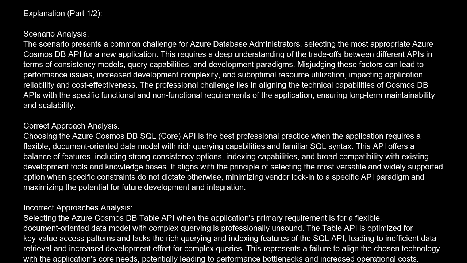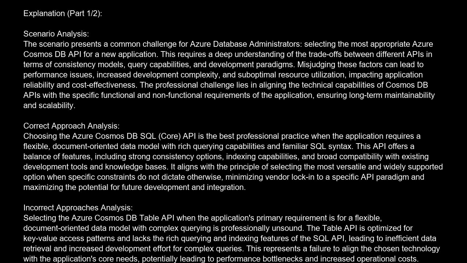Correct approach analysis. Choosing the Azure Cosmos DB SQL Core API is the best professional practice when the application requires a flexible, document-oriented data model with rich querying capabilities and familiar SQL syntax. This API offers a balance of features, including strong consistency options, indexing capabilities, and broad compatibility with existing development tools and knowledge bases. It aligns with the principle of selecting the most versatile and widely supported option when specific constraints do not dictate otherwise, minimizing vendor lock-in to a specific API paradigm, and maximizing the potential for future development and integration.